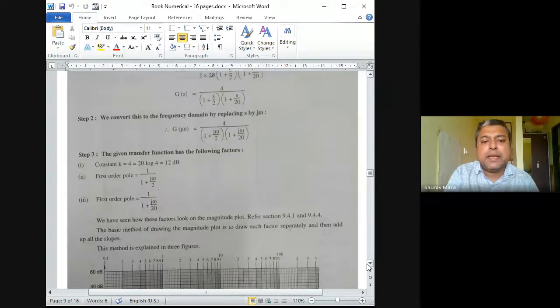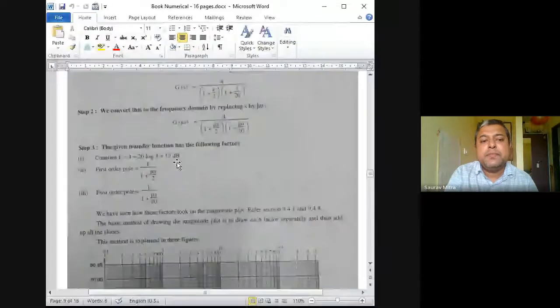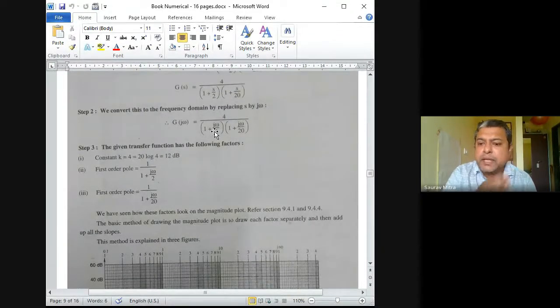One plot will be a parallel line, that is 4, so 20 log of 4 is 12 dB. Another thing will start from 2 comma 0, and this is a pole, so it will be minus 20 dB per decade. So 2 comma 0, and what will be the next point? 20 comma minus 20. This is starting from 20 comma 0, so 2 and 20, they are the corner frequencies. So you have to draw two lines.